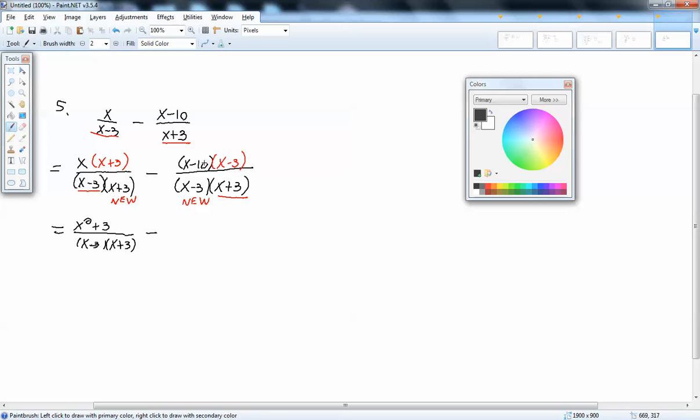Minus, I'm going to FOIL this, multiply everything together. X times X is X squared. X times negative 3 is negative 3X. Negative 10 times X is negative 10X. Negative 10 times negative 3 is a positive 30. All over our denominator.